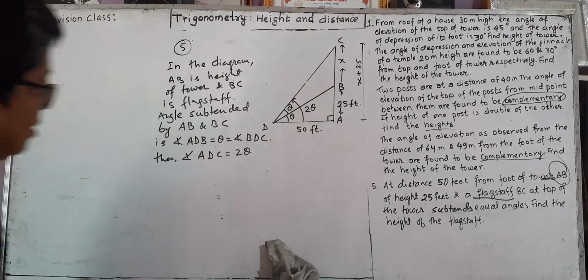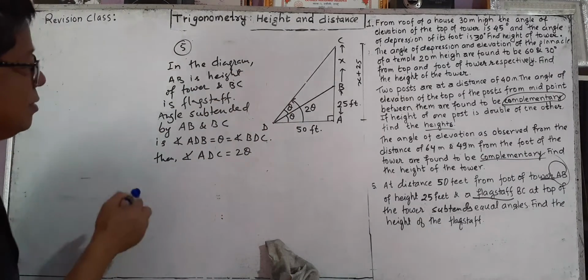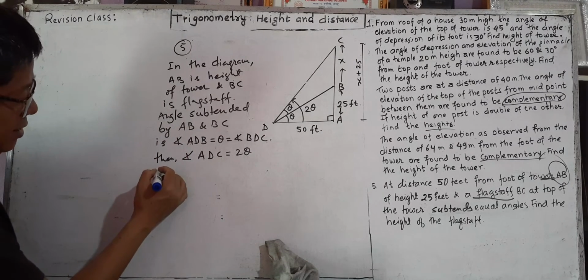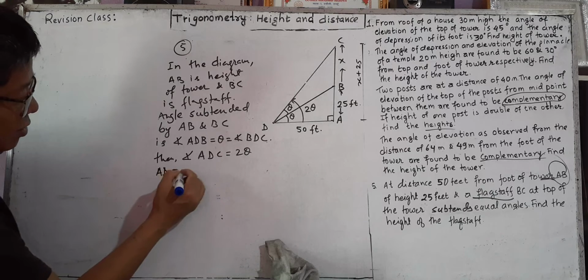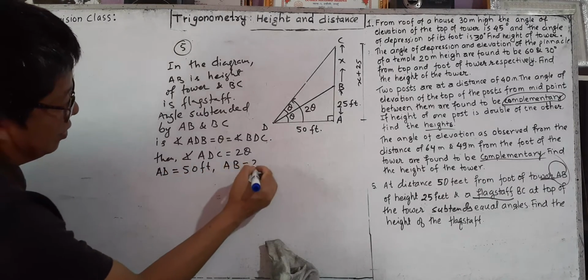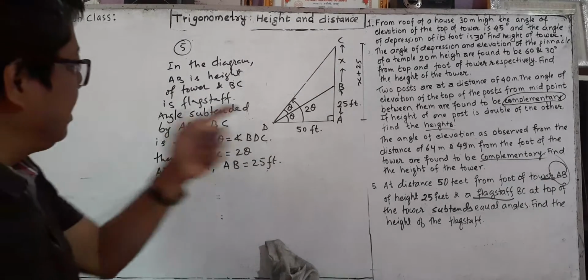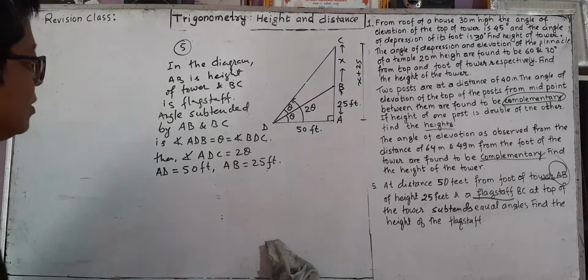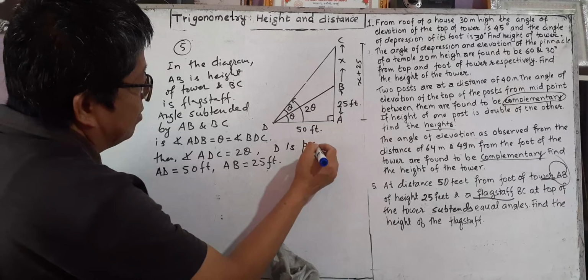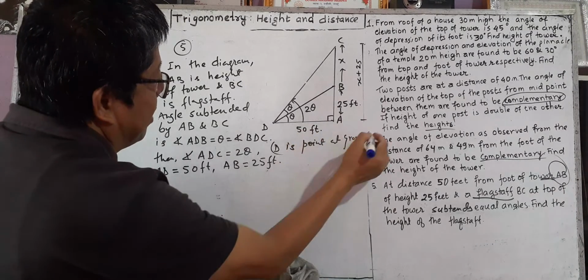Look at this diagram. From this diagram we have described this information, and another information that we have is AD equal to 50 feet and AB equal to 25 feet, where D is a point at ground. You can write like this.